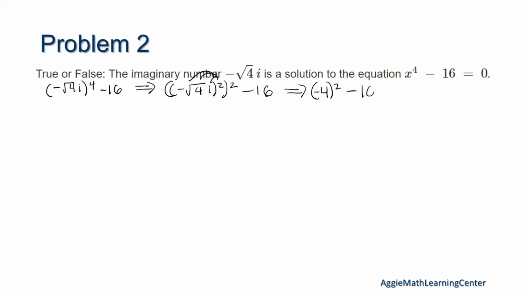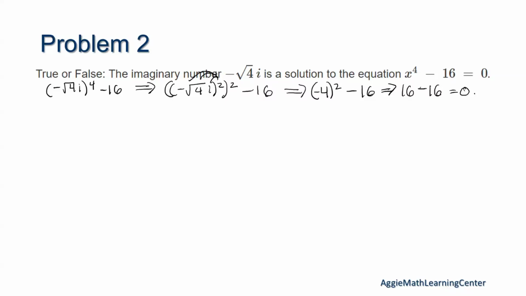Then you still have the -16. And then when we square the -4, we get 16. So we have 16 minus 16 is equal to 0, which is true. So we have just proved this way, this direction, that negative the square root of 4i is a solution.